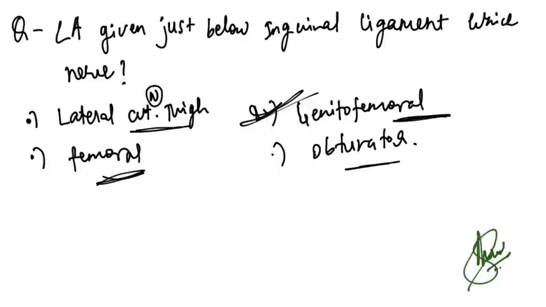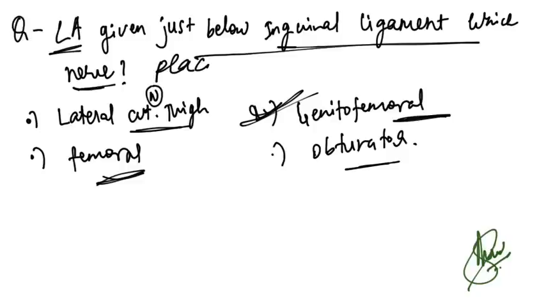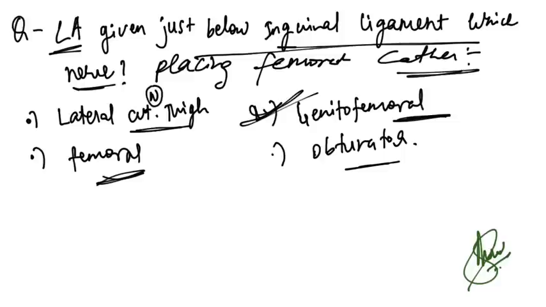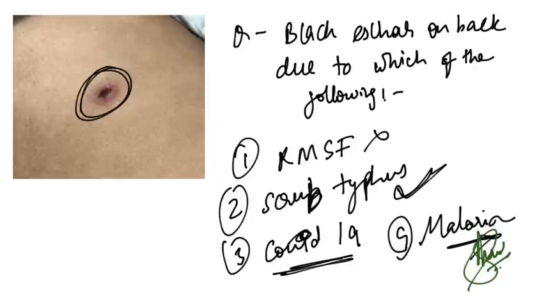Now, local anesthesia given just below the inguinal ligament for placing a femoral catheter. See, if you are doing hernioplasty, then it will be the genitofemoral nerve. But for placing the femoral catheter, the answer will be the femoral nerve. Now, this black scar on the back is due to which of the following? Rocky Mountain spotted fever, scrub typhus, COVID-19, malaria. So scrub typhus is the answer, not COVID-19 or malaria.